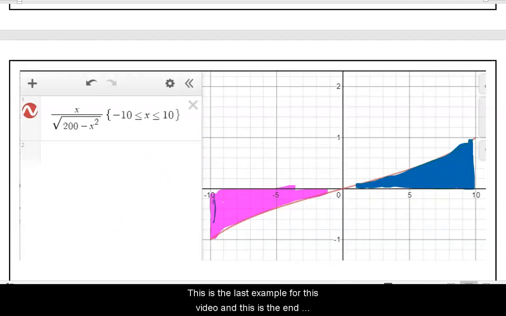This is the last example for this video, and this is the end of the video for section 5.4 on various integration formulas and using the net change theorem.